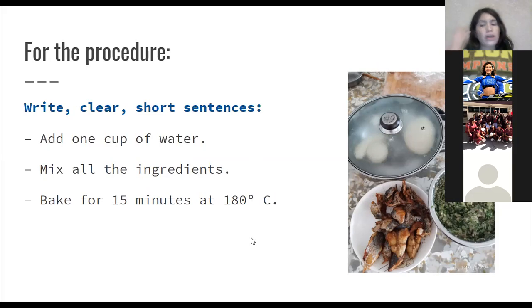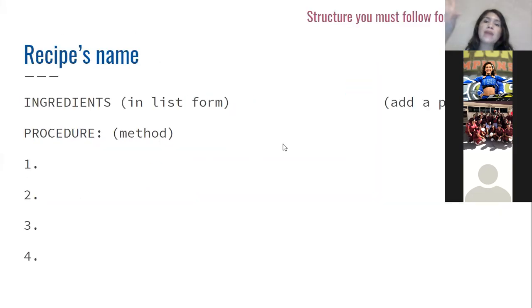Recipe's name. Okay, of course at the beginning I have to put the title of my recipe, the ingredients, and the procedure method. And I can add a picture. A structure you must follow for your recipe. So now we're gonna do an example. Let's say that you're gonna help me, okay?